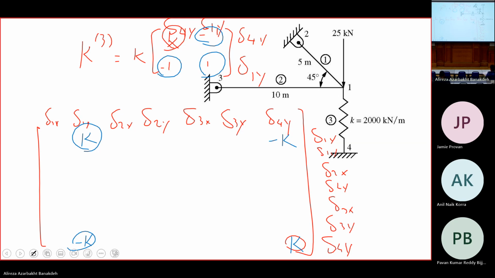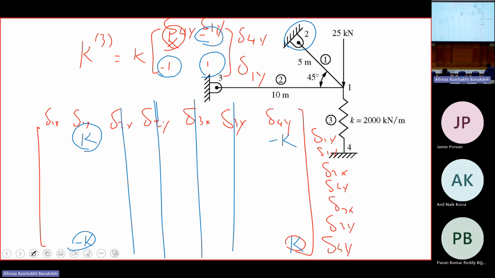For example, we have 7 rows and columns. But the rows corresponding to these 2 should be eliminated, right? 2x and 2y, and the corresponding rows. We have support at node 3. These should be eliminated, right? We have number 1 free, right? And we have number 4 restrained, right? So this should be restrained as well.